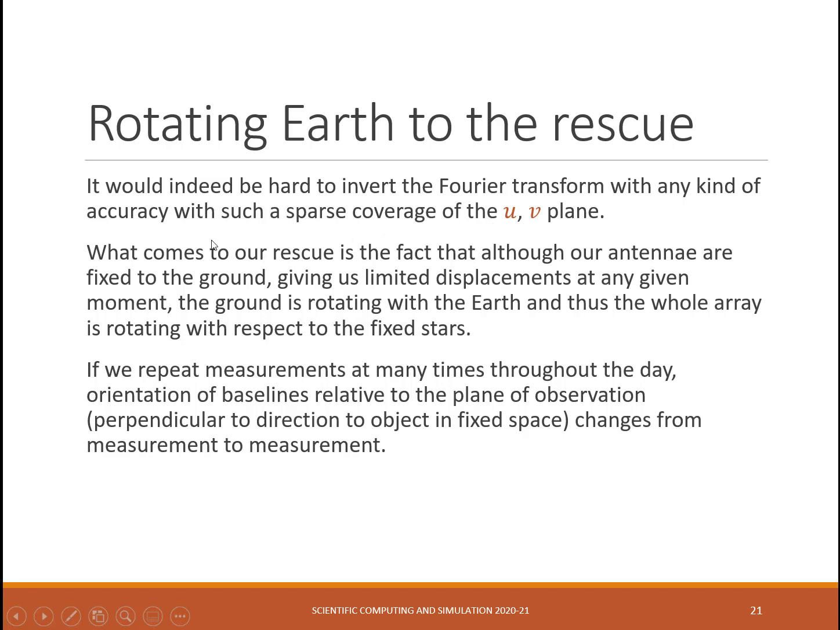To create a better quality image, we can exploit the rotation of the Earth to increase UV samples. In other words, although the antennas are fixed, the ground is rotating with the Earth, and therefore the antennas are rotating with respect to the fixed stars. So we can obtain further U and V samples by repeating measurements and observations many times throughout the day.